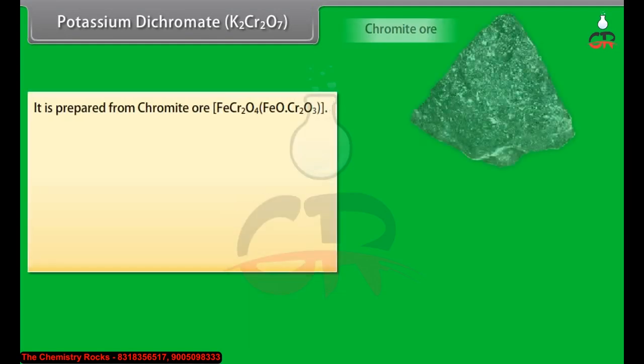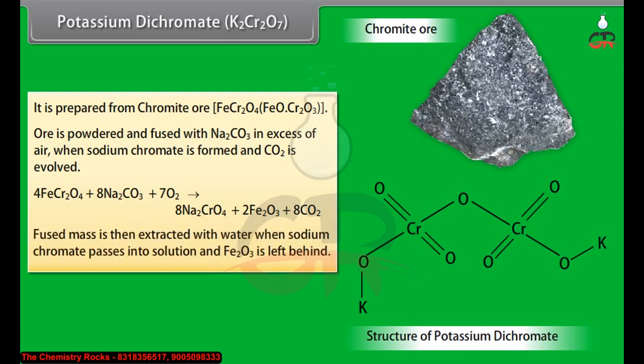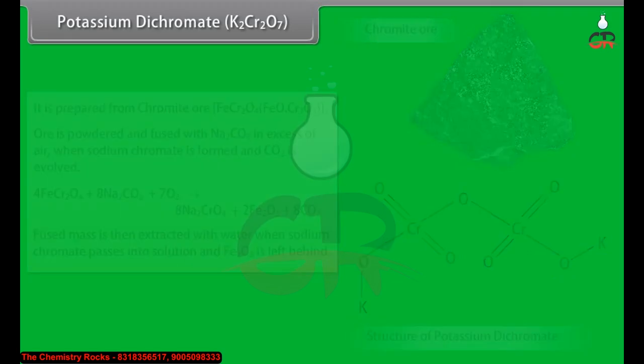Potassium dichromate, K2Cr2O7. It is prepared from chromite ore. Ore is powdered and fused with Na2CO3 in excess of air when sodium chromate is formed and CO2 is evolved. Fused mass is then extracted with water when sodium chromate, being soluble in water, passes into solution and Fe2O3 is left behind.